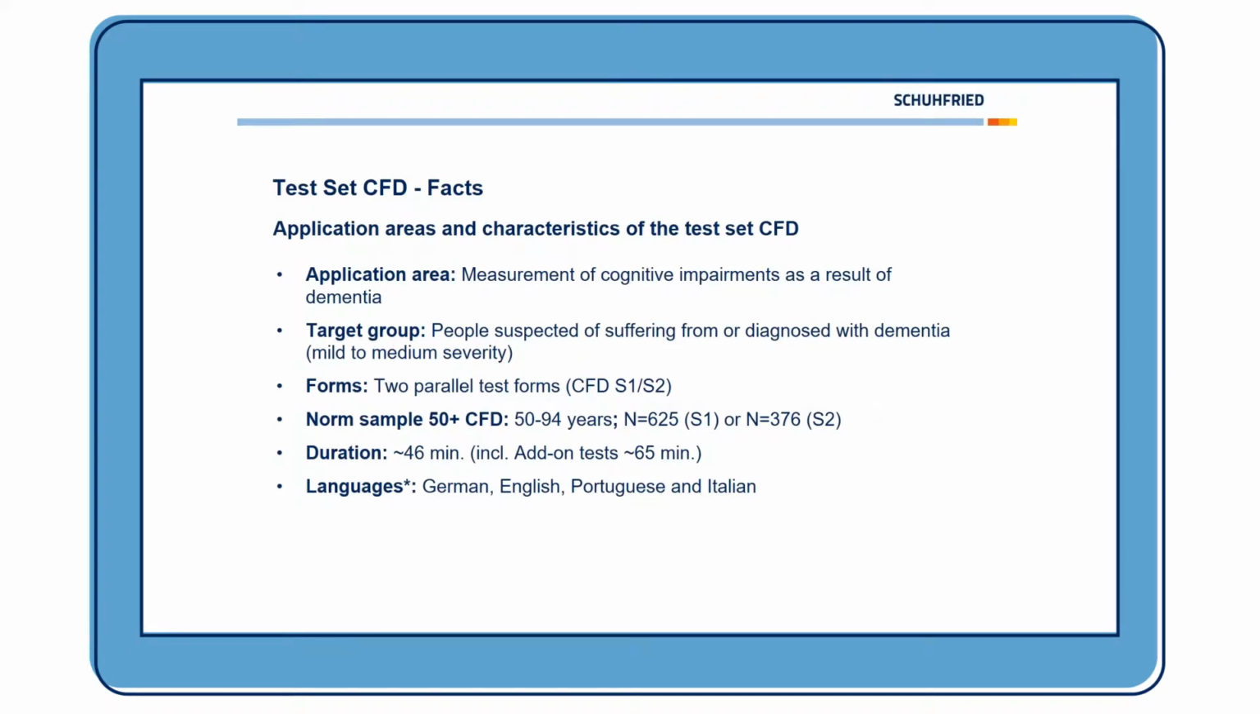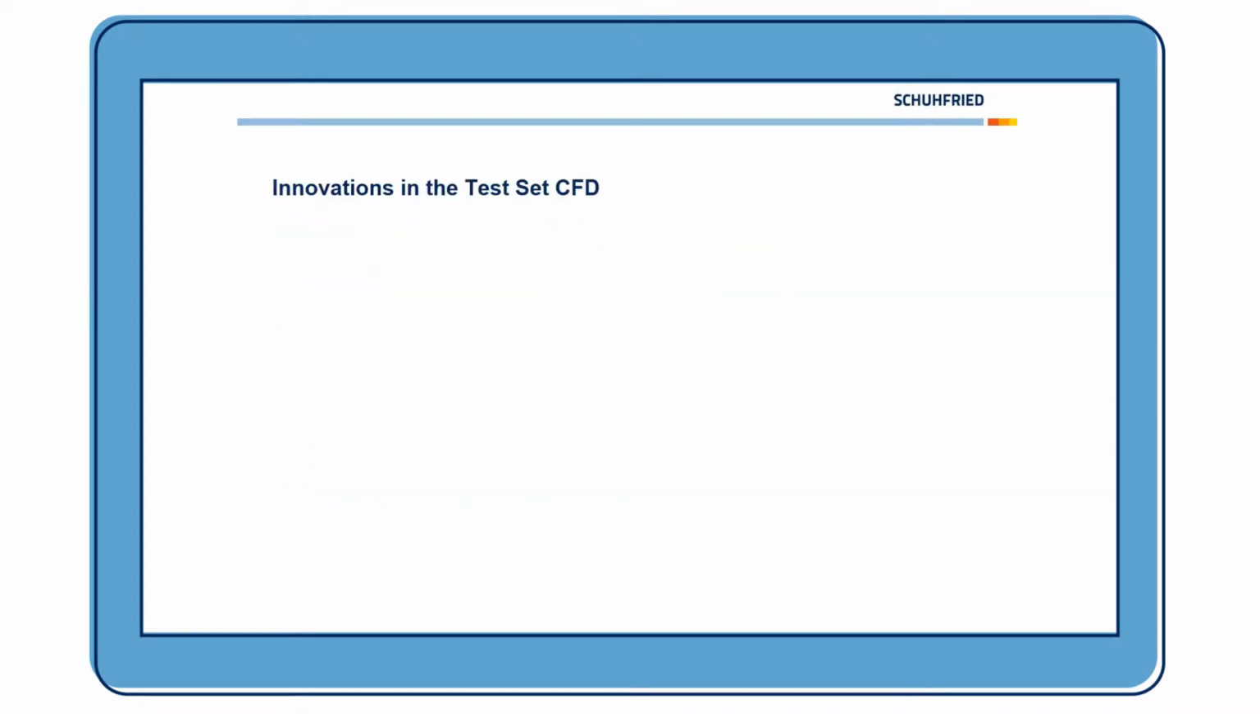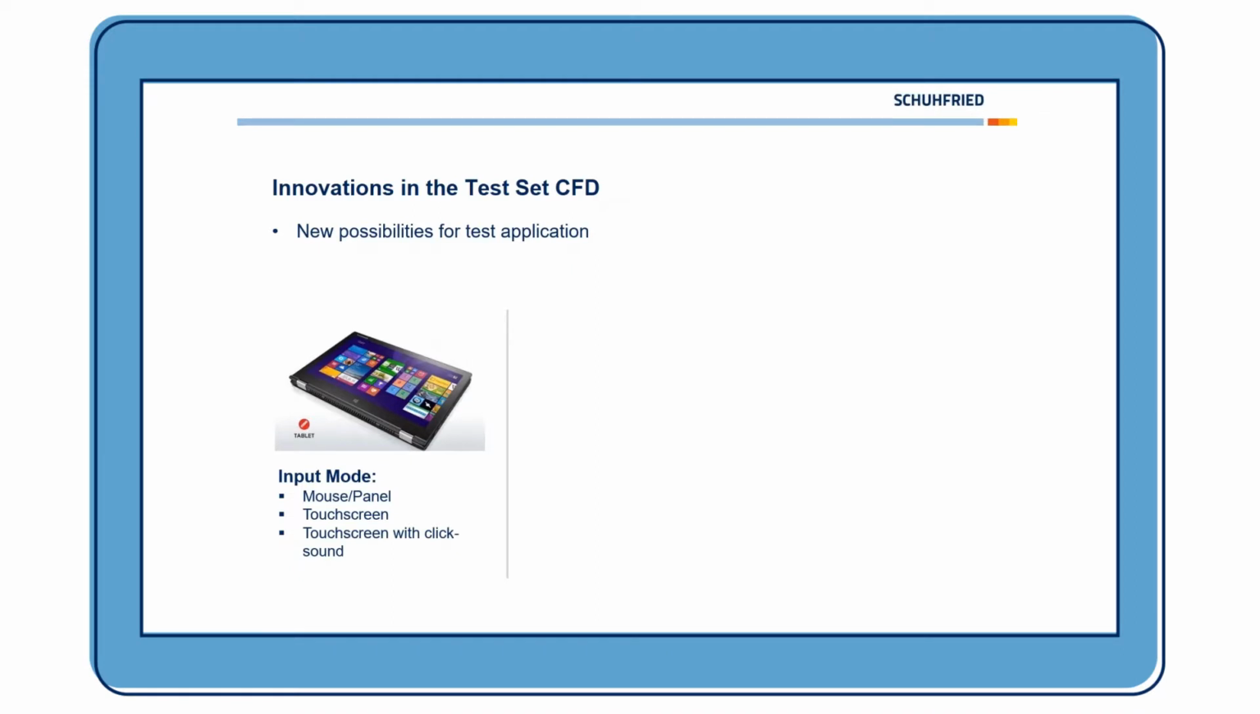The duration is for the standard form around 46 minutes. When you use the add-on test, it's 65 minutes. And currently, the test set is available in German, English, Portuguese, and Italian. So what are the innovations in the test set CFD? We have new possibilities for the test application. You can either use the mouse or response panel or touchscreen as an input mode.